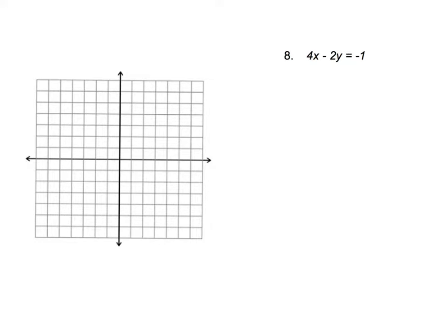We're looking at number 8 here, and right away I notice that it's in standard form. So when I do that, I'm gonna just find my intercepts. That's the easiest way when it's in standard form. So I'm gonna find my x-intercept.